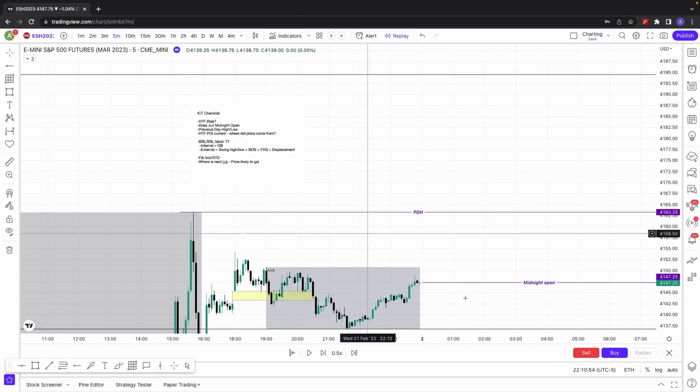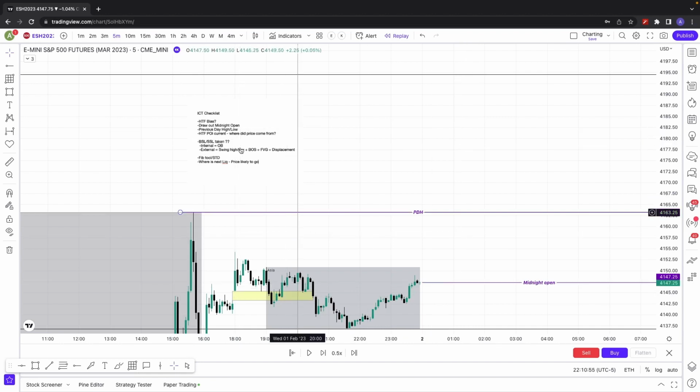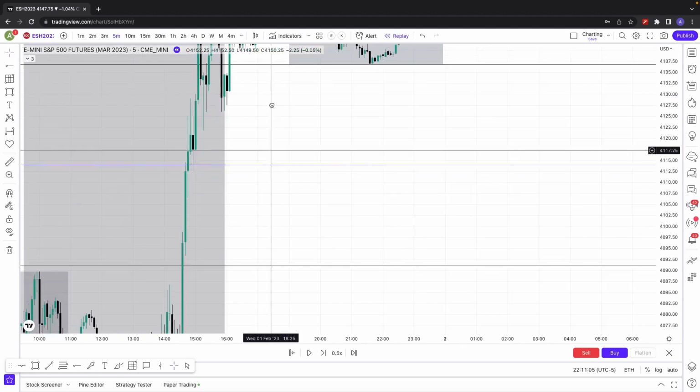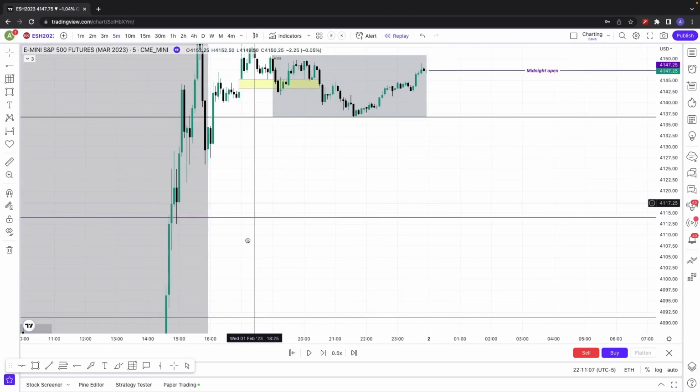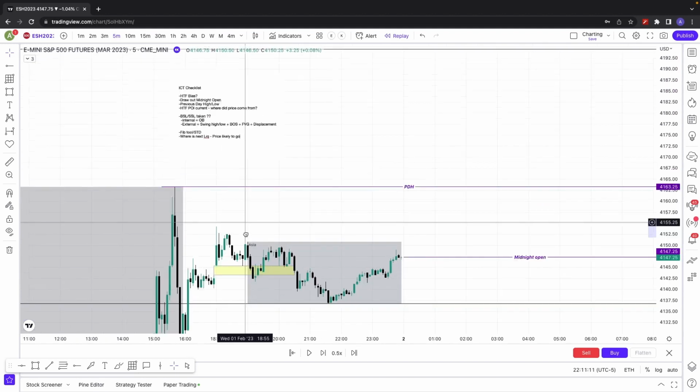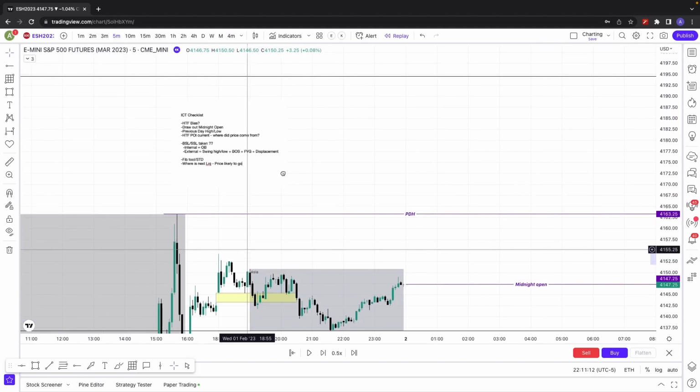Draw out midnight open. Okay, so we got midnight open right here. Previous day high and low. Here's our previous day high. Previous day low is pretty far down, and we had a huge move up. So I'm not expecting us to completely reverse, as we haven't taken out any higher time frame liquidity.